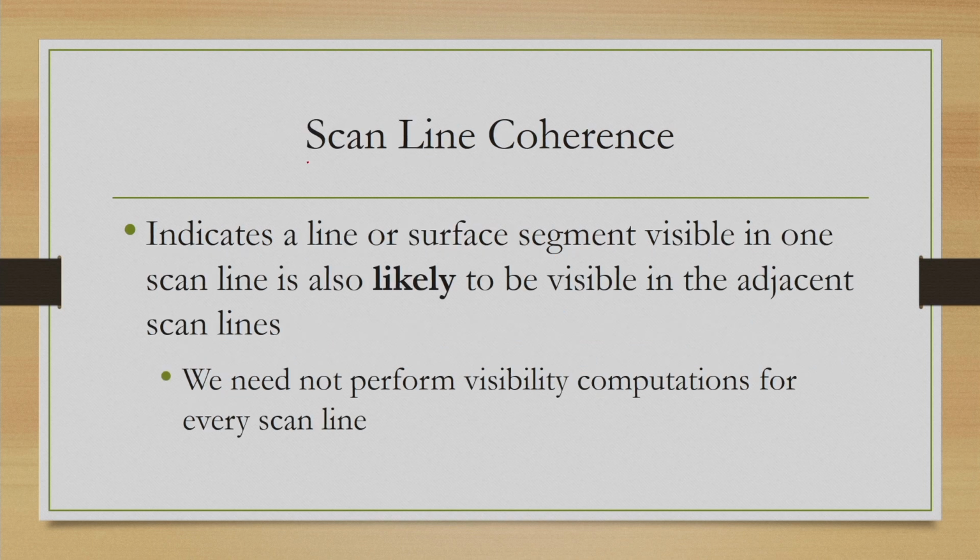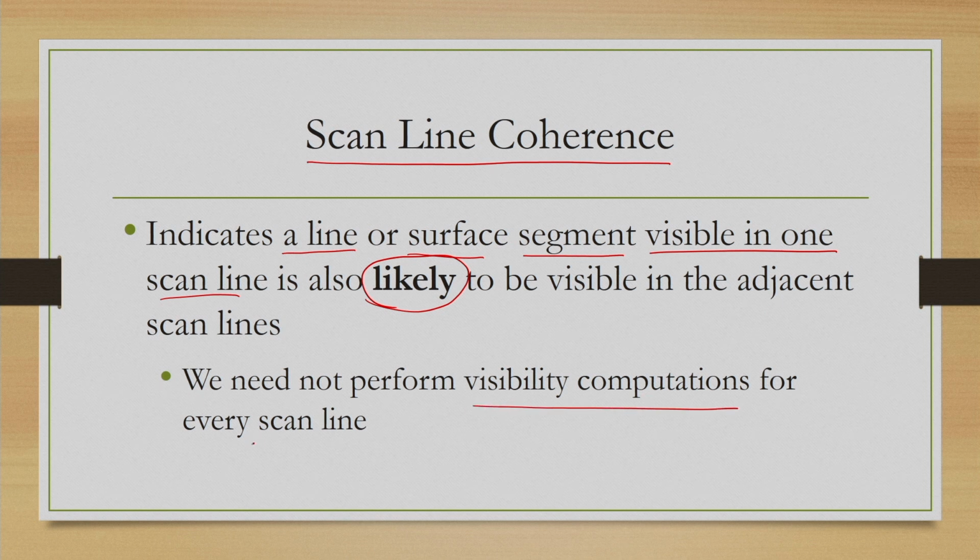Then comes scanline coherence. What it tells? It indicates or implies a line or surface segment that is visible in one scan line is also likely to be visible in the adjacent scan lines, and we do not need to perform these visibility computations for every scan line. So, we do it for one scan line and apply the result for adjacent scan lines.